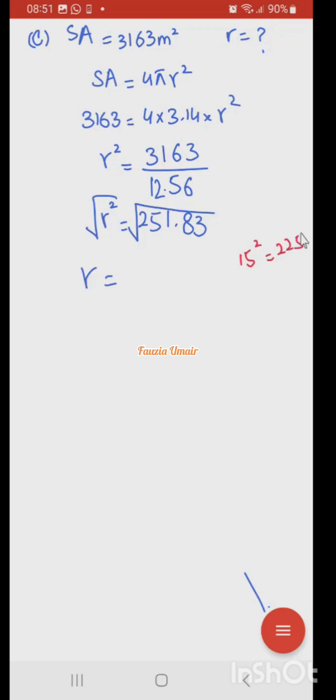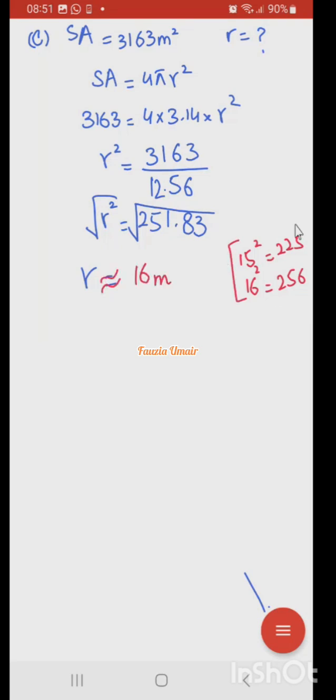225. So 16 square is? I think it is 256. 256. So now this is close to 16. So we will say r is approximately equal to 16 meter. Right? I hope this is clear.